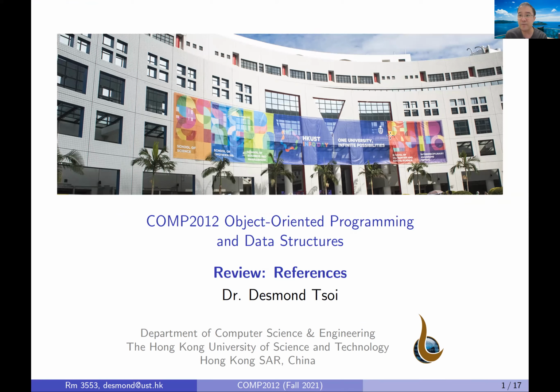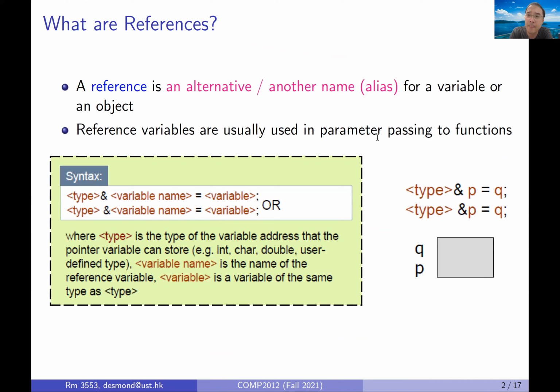References are also something very important in COM 212. Okay, and this is something popular. Many programmers use it all the time because this is so cool. Okay, first of all, what is reference? Reference is an alternative or another name. That means nickname.